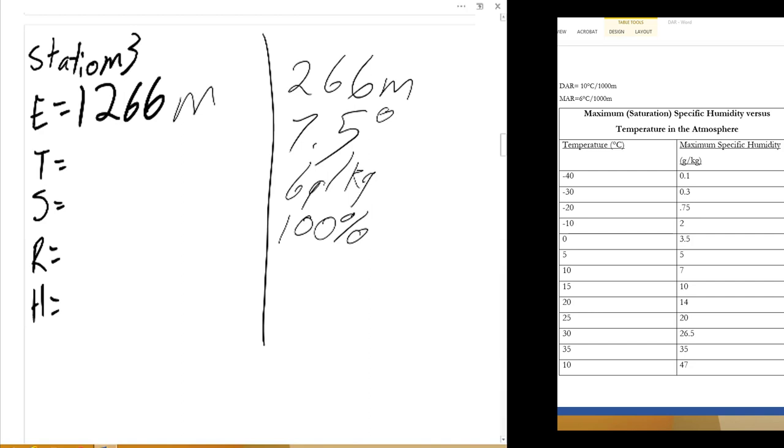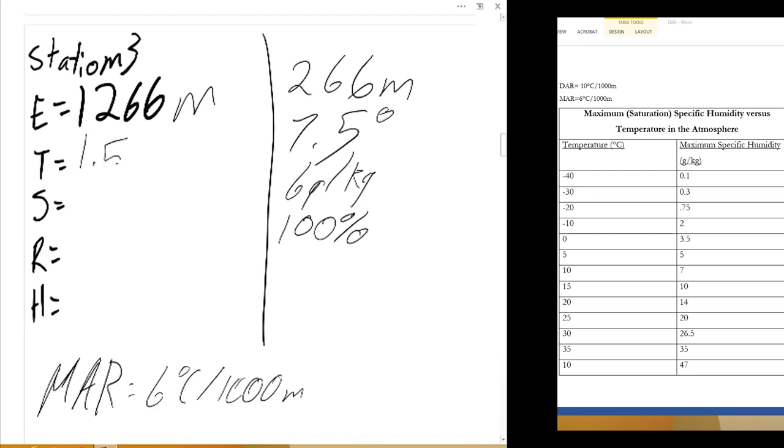1,000 meters, right? Which means we can use the MAR, remember? Which is 6 degrees Celsius per 1,000 meters. So we're going to lose 6 degrees. So we get 1.5 degrees Celsius. Pretty easy number, right?